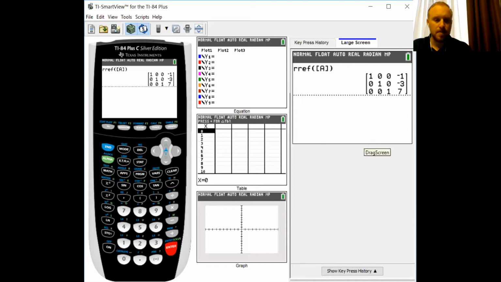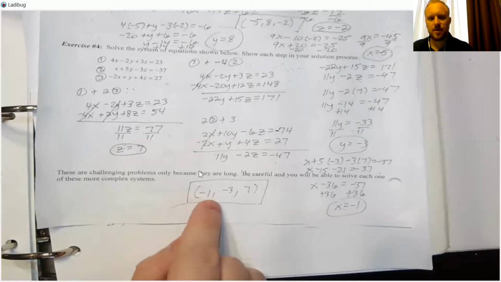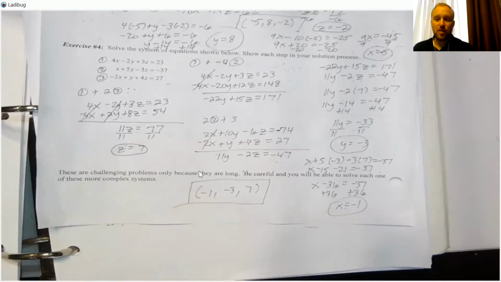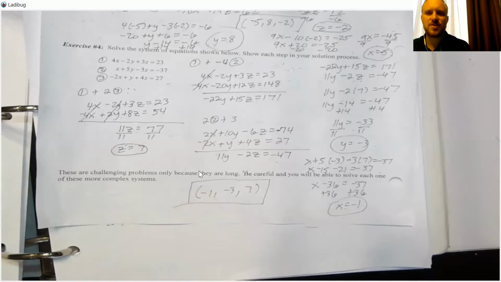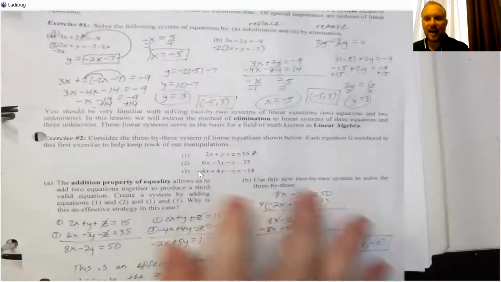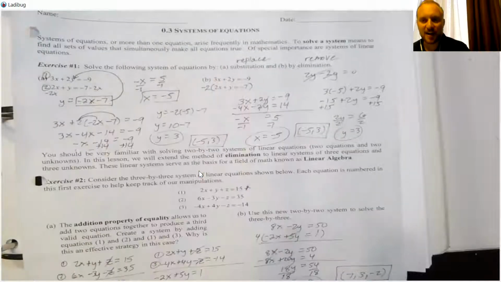And that is, if we go back to our screen, that is what we got. -1, -3, 7. Okay, so that's how you solve a system of equations, whether you're using elimination or substitution. It's very important that you are practicing this, so make sure you get your homework complete. Jot down any questions that you have, and I would love to answer those questions, okay?